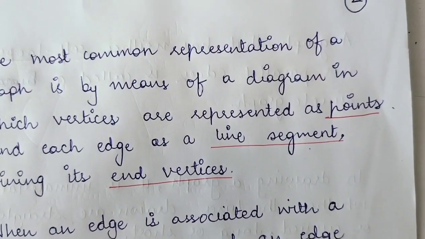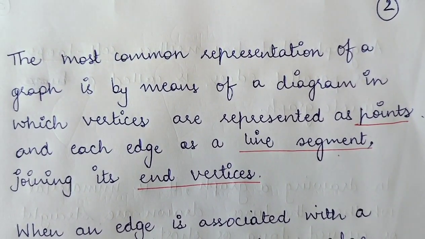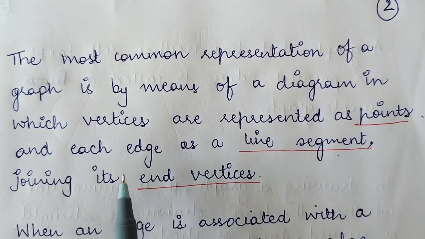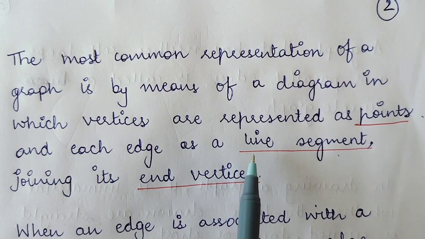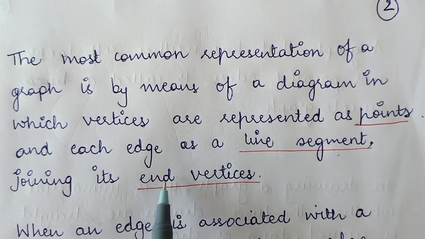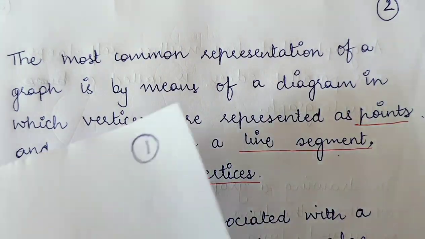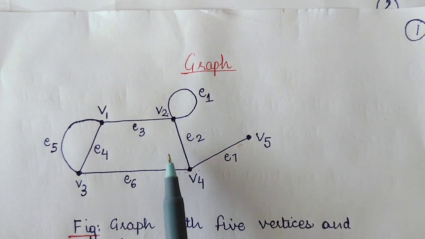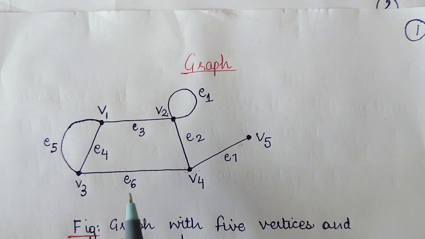Now the most common representation of a graph is by means of a diagram in which vertices are represented as points and each edge is represented as a line segment joining its end vertices. So as I said, the most common representation is with the help of the diagram. This is a sample diagram of a graph.